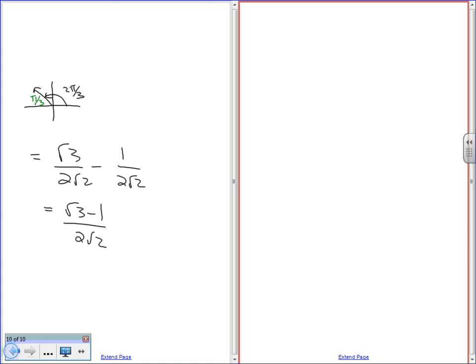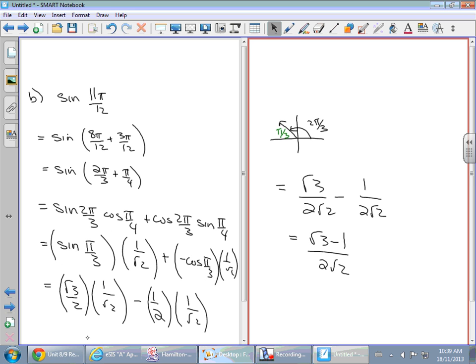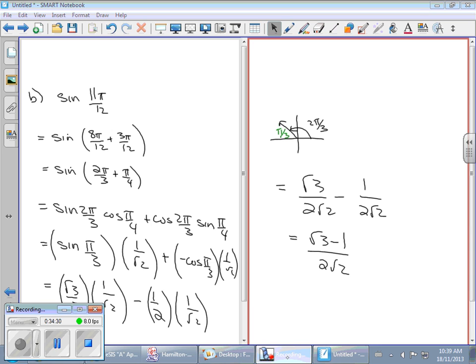Okay, so the tangent ones are a little bit more complicated because they're fractions of a fraction, so I'm going to start those on Thursday.